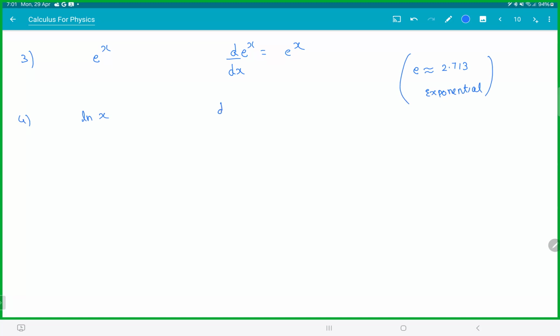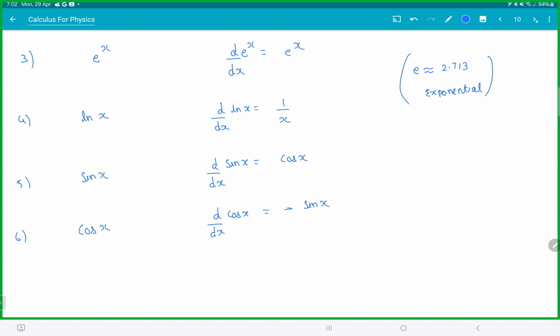ln x: the differential of ln x is 1 by x. sin x: the differential of sin x is cos x. cos x: the differential of cos x is minus sin x. This is level 1. These 6 are level 1.